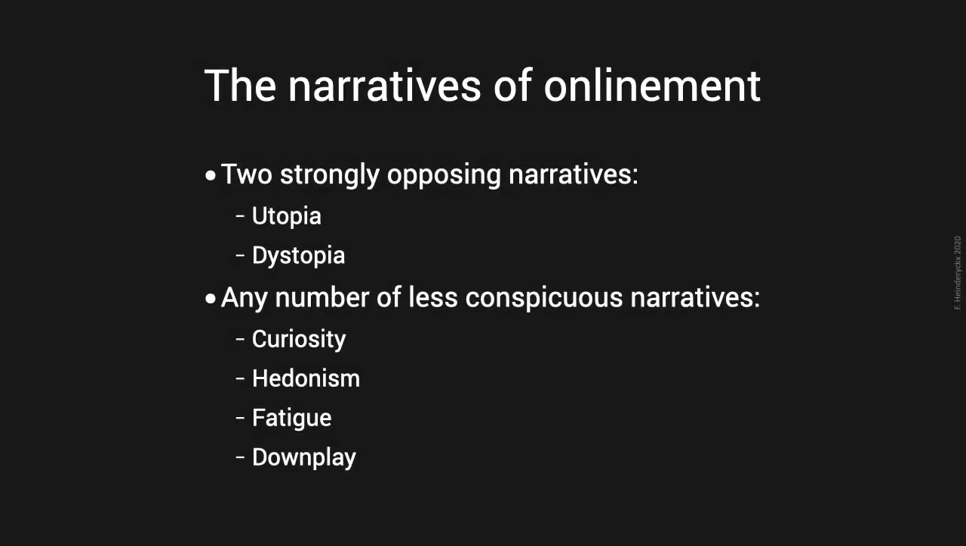One last example. This one's for real. It's from one of my presentations when I was discussing the narratives of onlinement. And I wanted to convey the idea that there were two strongly opposing narratives about onlinement and digital technologies, utopia and dystopia. And there was, in addition to that, any number of less conspicuous narratives, namely curiosity, hedonism, fatigue, and downplay. So typically I could explain that even in more detail with just that bulleted list, two-level bulleted list.